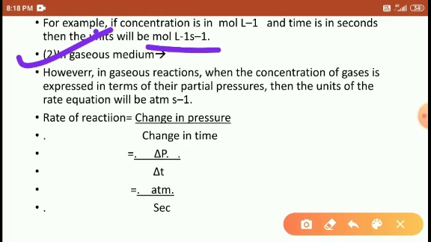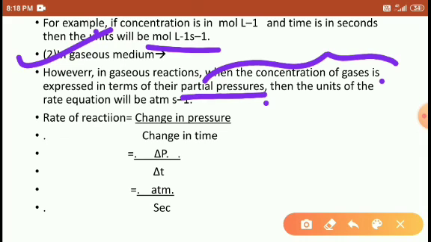Students, second one, the gaseous medium. In gaseous medium, the concentration of gas is expressed in terms of partial pressure. If gas is there, then for the gas we are using here the partial pressure. Right students, partial pressure. So the unit for the rate of reaction.